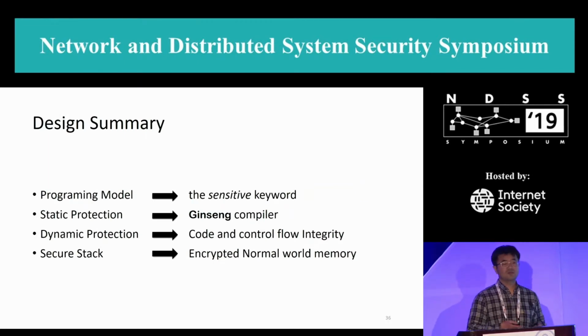In summary, in Ginseng, we have 4 design components. In the programming model, we provide a keyword, sensitive, so that an application developer can mark which variables are sensitive. Then the compiler, or the static protection, ensures that the data in registers do not go into memory. And at runtime, the dynamic protection provides a secure stack so that the application can save sensitive data from registers to memory.